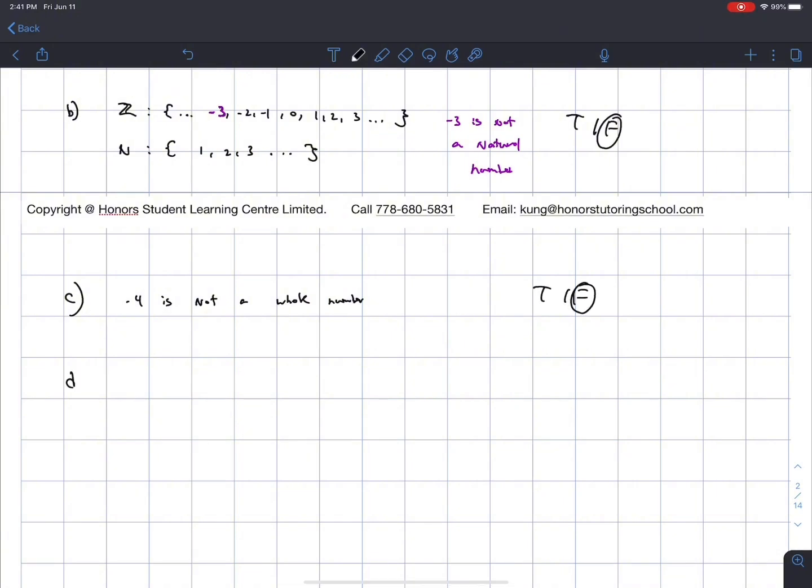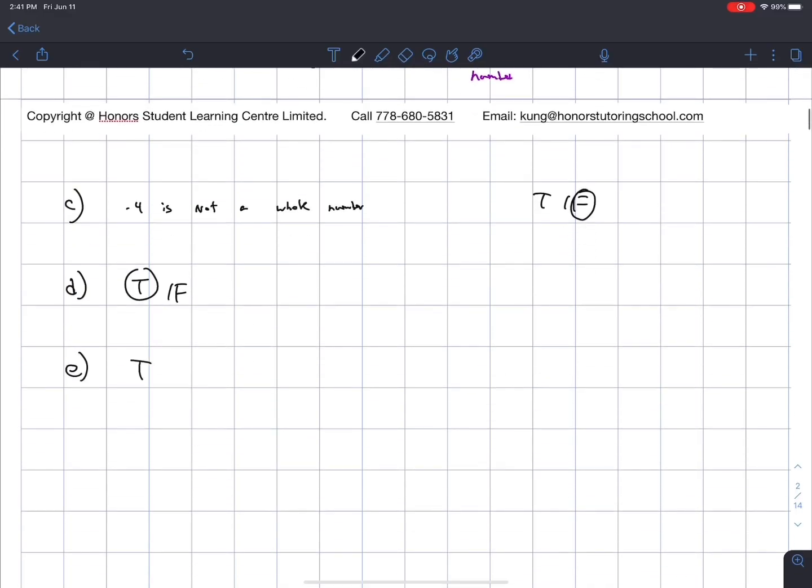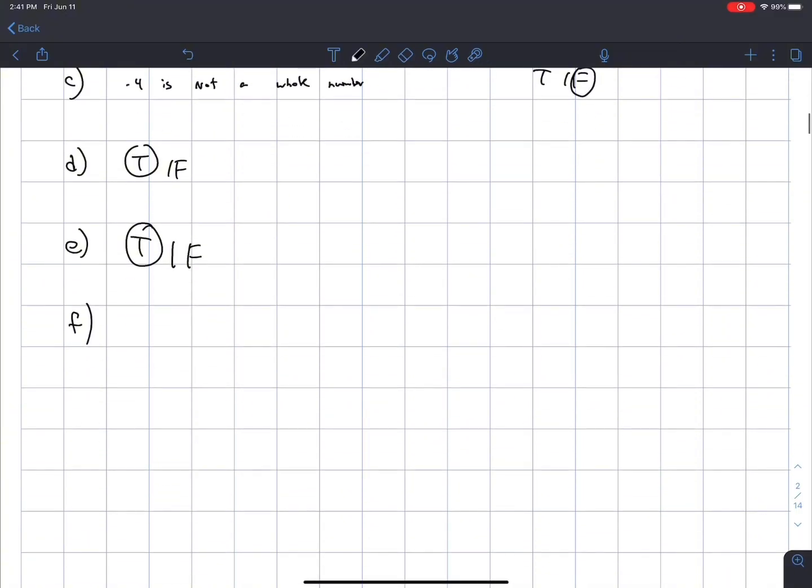And then D, irrational numbers are non-repeating and non-terminating decimals. Yeah, that's correct. That's the definition of irrational number. So that's true. Irrational numbers are real. That's also true. They are all real. Every rational number can be written as a fraction. That's true. That's the definition of a rational number. Right? Rational number can be expressed as a fraction.